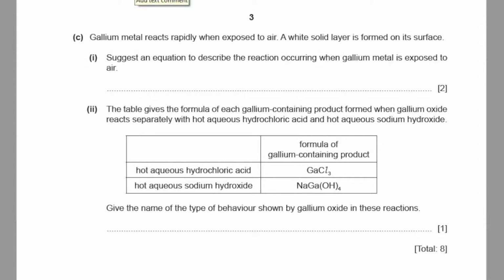Part C. Gallium metal reacts rapidly when exposed to air. A white solid layer is formed on its surface. Part 1 suggest an equation to describe the reaction occurring when gallium metal is exposed to air. So just like aluminium, gallium reacting with oxygen, this gives gallium oxide. We need to balance this equation too, since this question has 2 marks. So each mark goes to the correct equation and balancing.